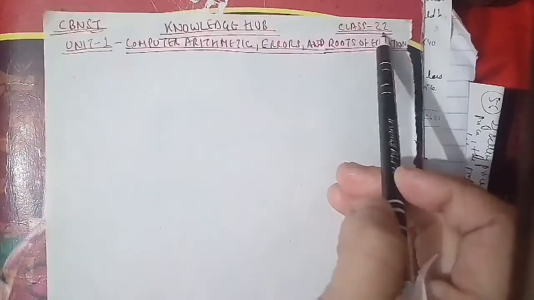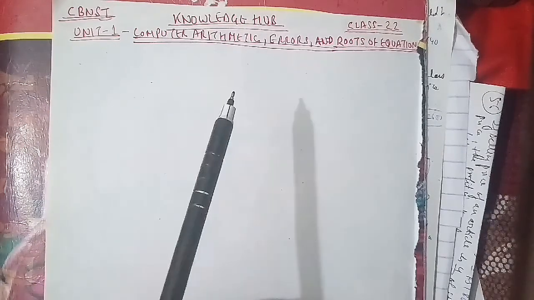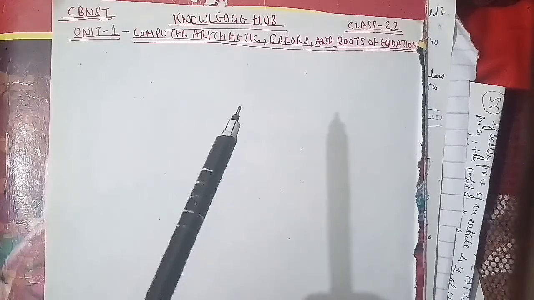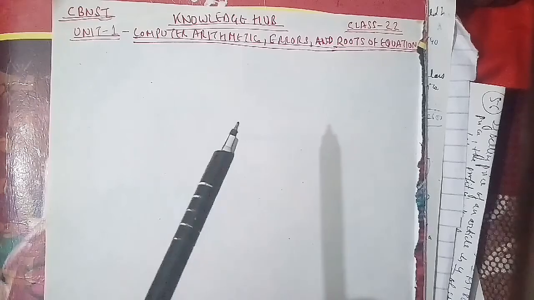Today we're going to start with your CBNST class, the 22nd class of the session. We did the 21st class in the last session, where we started with Unit 1, which covers computer arithmetic, errors and roots of equation. In that we did many methods, such as the secant method, Newton-Raphson method, bisection method, iterative method and successive method, and many more. Now today we'll start discussing Aitken's acceleration of convergence.